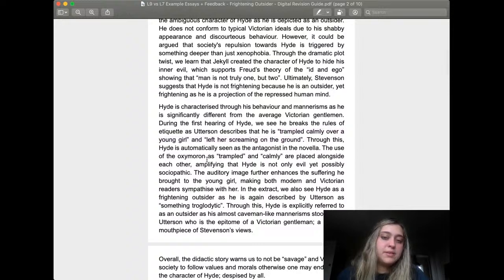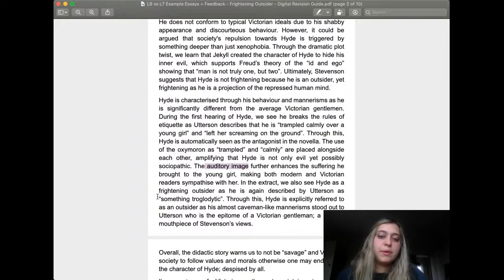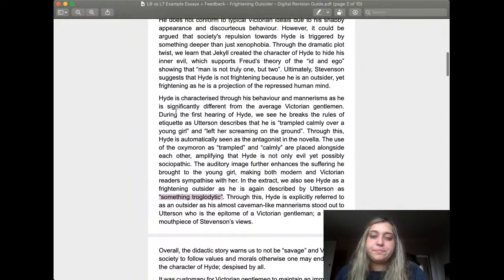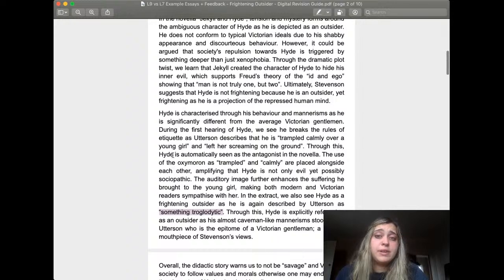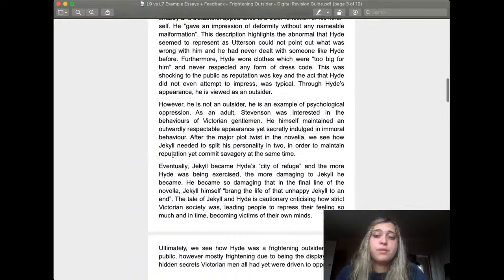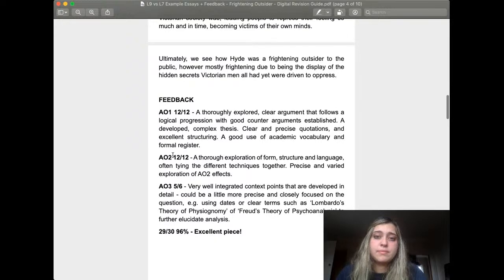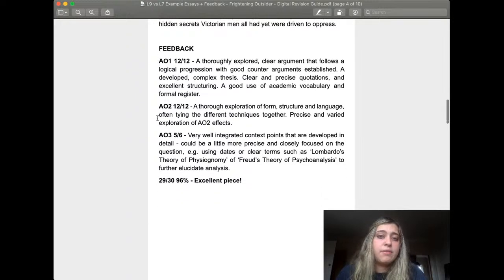There's a zoom in, so the use of the oxymoron, trampled and calmly. That's nice because we're zooming back into the quote. That shows deeper analysis, always a really good thing to do in essays. Using a range of techniques is also really great, so auditory image. Adding a couple more quotes at the end, something troglodytic, reinforces your original point. So this is really good writing, really solid. If we have a quick look at the mark scheme, you can see it gets a really high level.